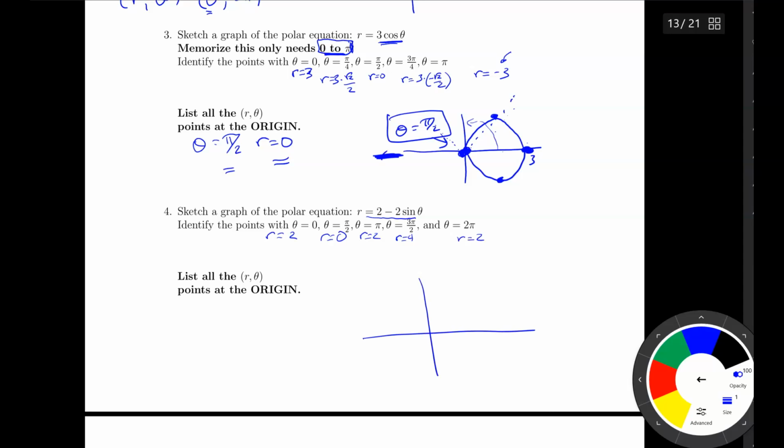Okay, so let's check out what's happening here. Angle 0, I go up to 2. Angle pi over 2, so up to here, right, r is 0. Then angle pi, I'm out here to 2, right, this is angle pi, go out a distance of 2. Angle 3 pi over 2, I go to a distance of 4. So this is what it looks like. So what point is at the origin? The origin means that when r equals 0, well, that happens at the angle pi over 2.